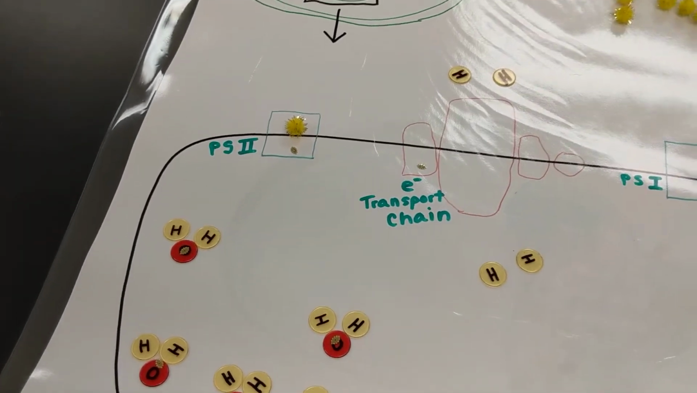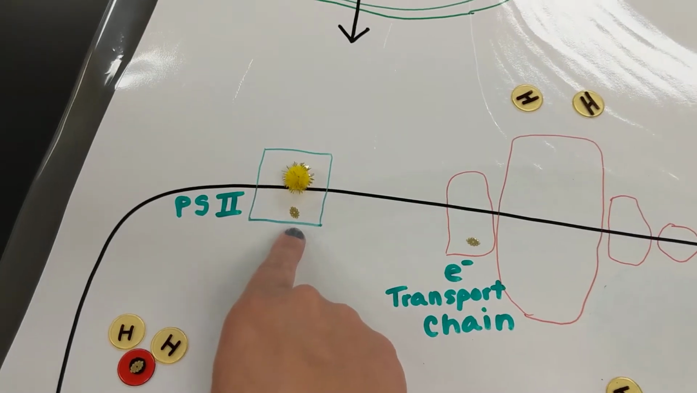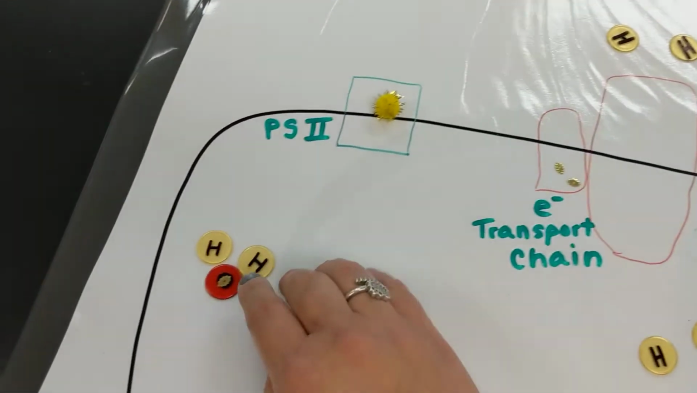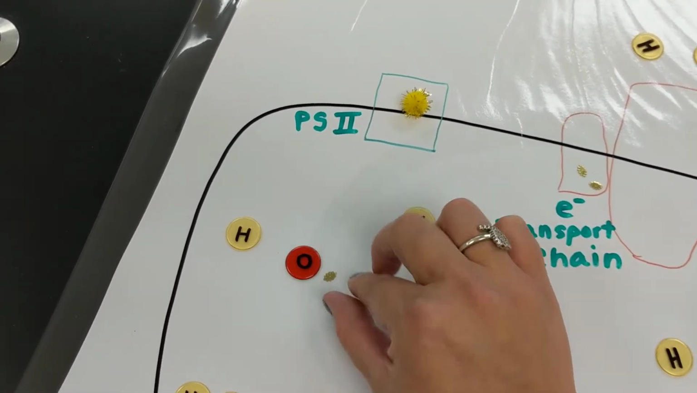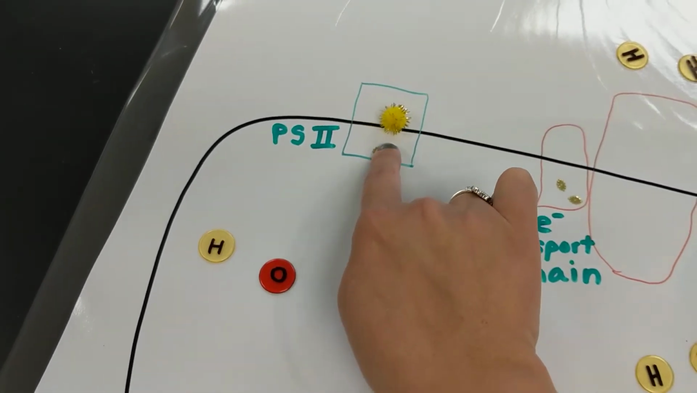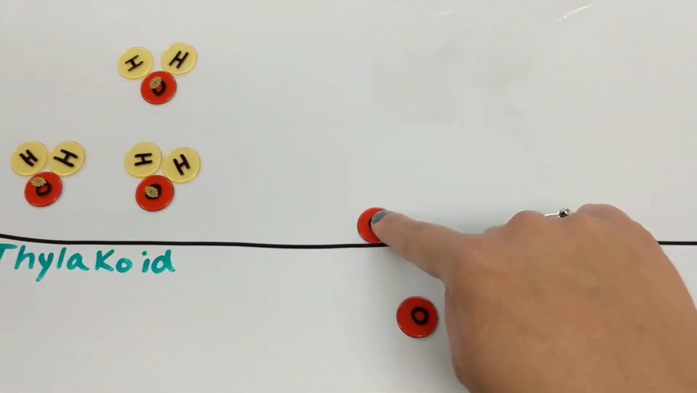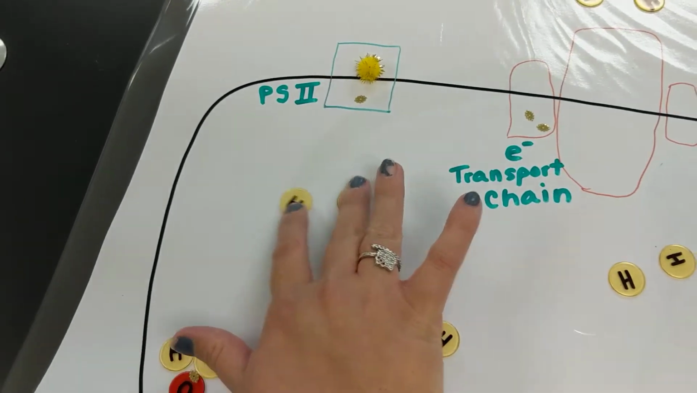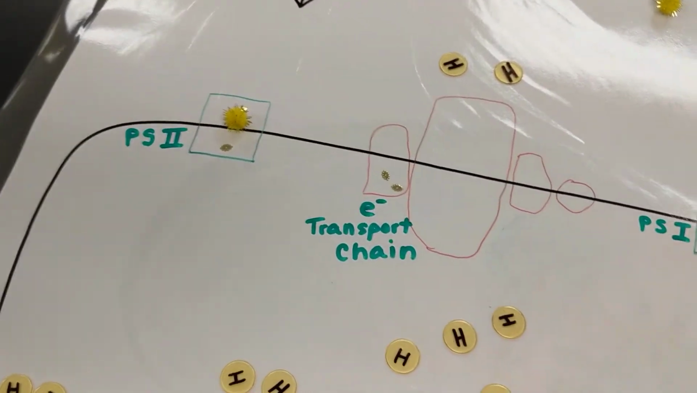So again, one more time, sunlight is going to strike photosystem 2. The sunlight energizes this electron and it moves away. Water is split apart, and we use the electrons from water to replace the electron that left. The oxygen gets released into the atmosphere so that we can breathe it in, and the hydrogen ions just stay in the thylakoid.